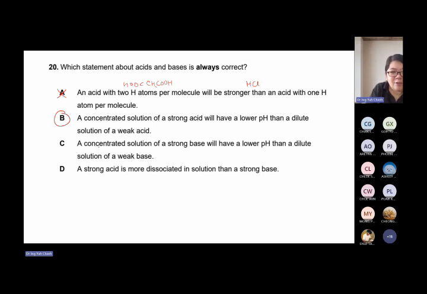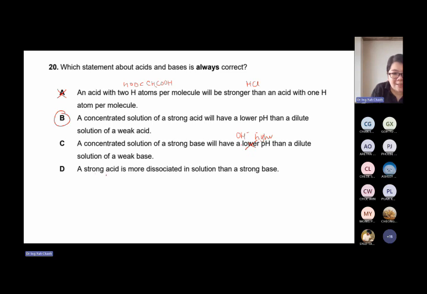Now C, a concentrated solution of strong base will have a lower pH than a dilute solution of weak base. Concentration of strong base means a lot of hydroxide ions, so the pH will be high, not low. Bases will have pH values more than 7, which is high. For acids, more concentrated, stronger acid will have lower pH, but strong base will have higher pH. So this word is not correct, should be higher.